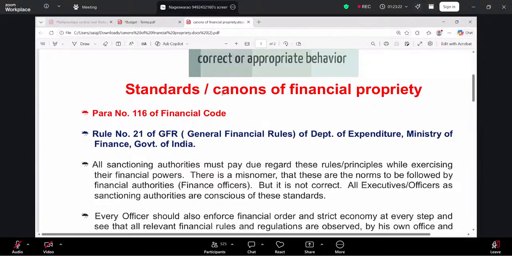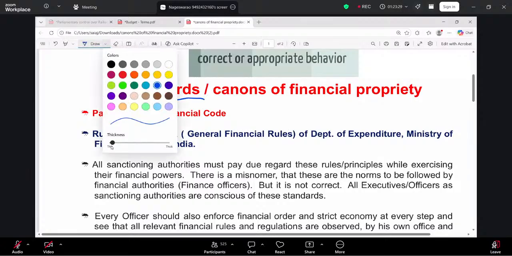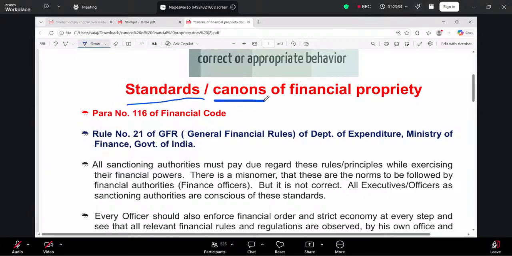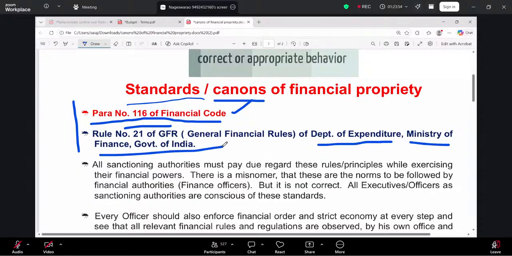Sometimes they are called standards of financial propriety, sometimes canons of financial propriety. Both are the same, don't confuse. This is derived from other countries. This is mentioned in para 116 of the Finance Code and GFR 21. Both are very, very important examination points. At the same time, GFR is issued by the Department of Expenditure, Ministry of Finance.